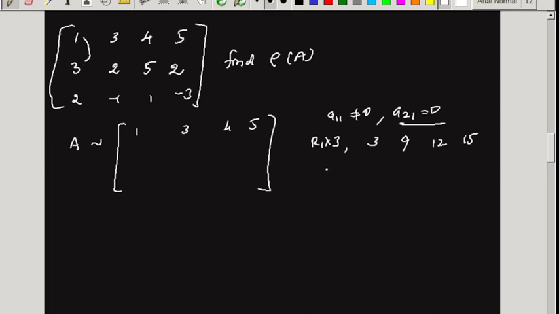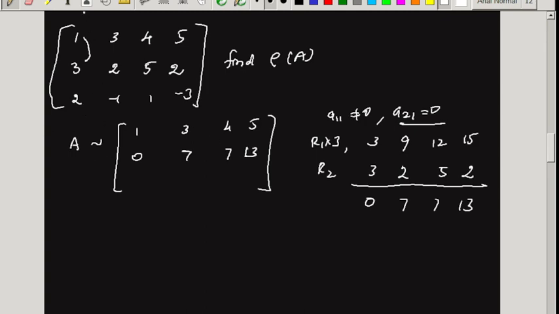This second row we write as it is, 3, 2, 5, 2. We subtract this one. This becomes 0. 9 minus 2 is 7. 12 minus 5 is 7. 15 minus 2 is 13. So here 0, 7, 7, 13 we are getting.